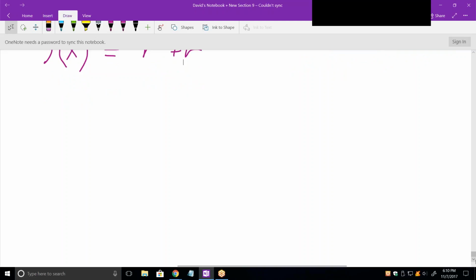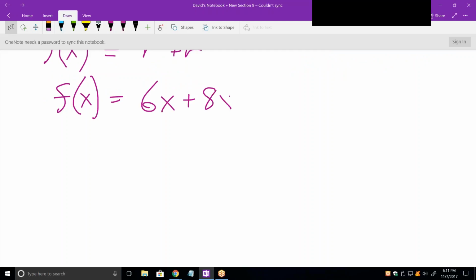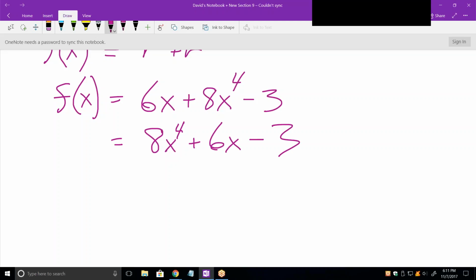Okay, so here, let's start again. What do we got for f of x? f of x equals 6x plus 8x to the fourth minus 3. Same question as before. Is that a polynomial? Yes. Put it in order. So 8x to the fourth, plus 6x minus 3. What degree polynomial is this? 4. And what is the leading coefficient, plus or minus? Plus, and it's 8. Yeah, it's plus 8.